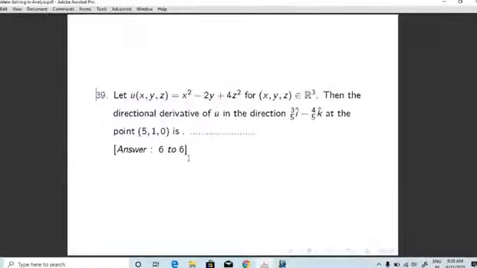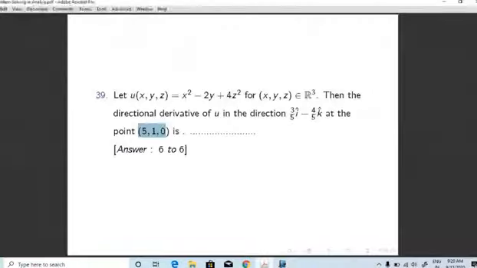Okay, next. We already discussed this: the directional derivative of the function in this direction at this point. You just have to take the partial derivatives with respect to x, y, z, and then take the dot product with this direction. After that, you have to substitute the values. So x square, 2y, 4z square.